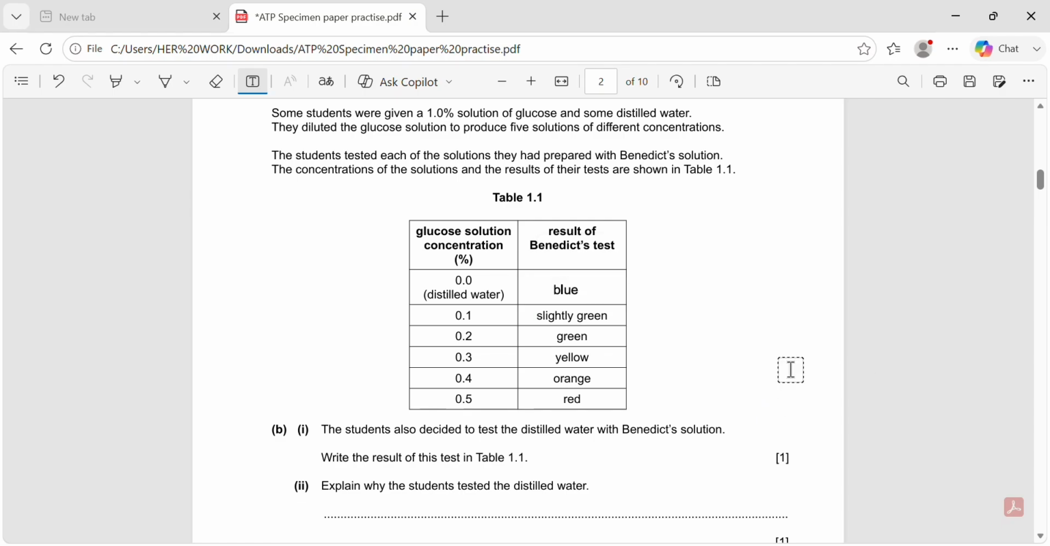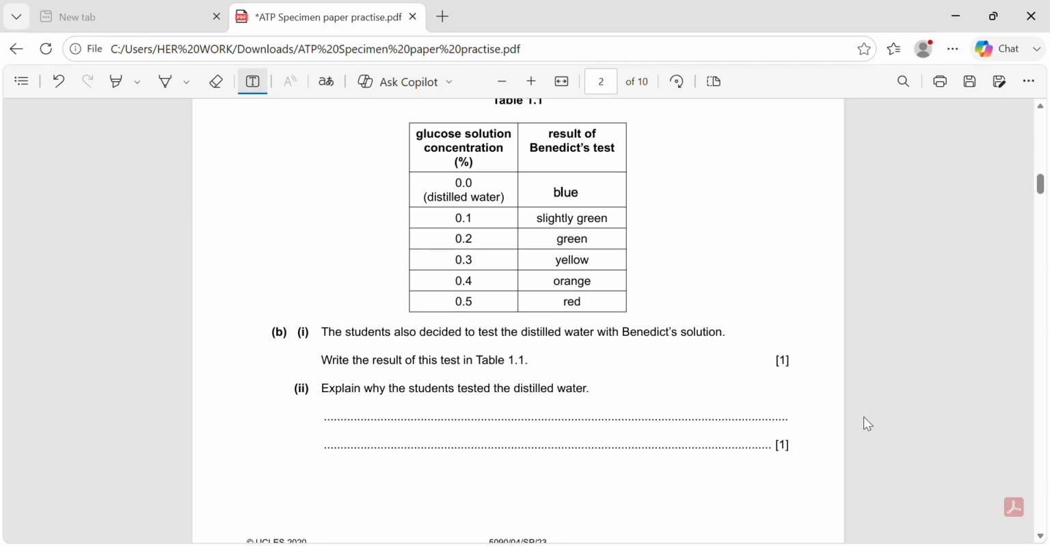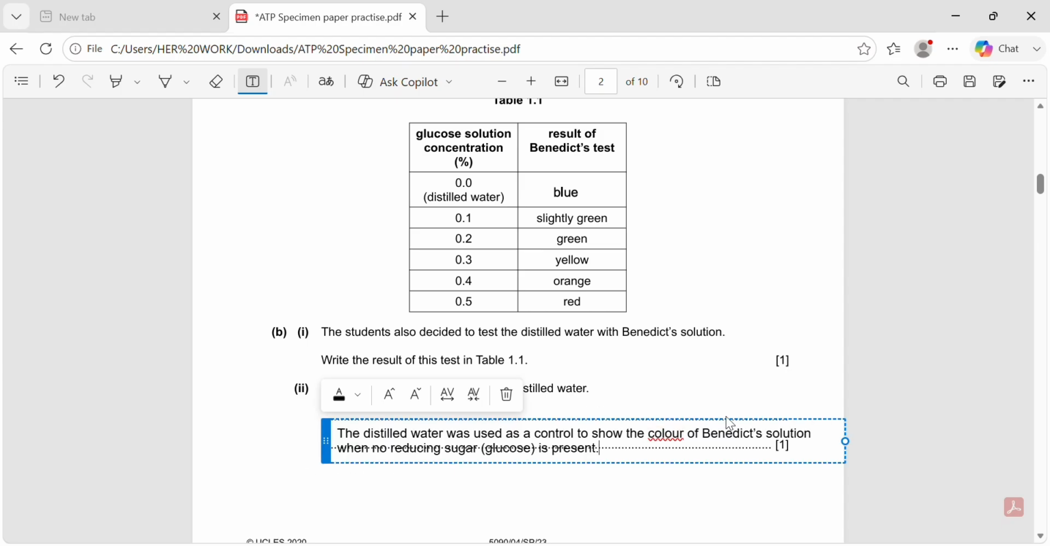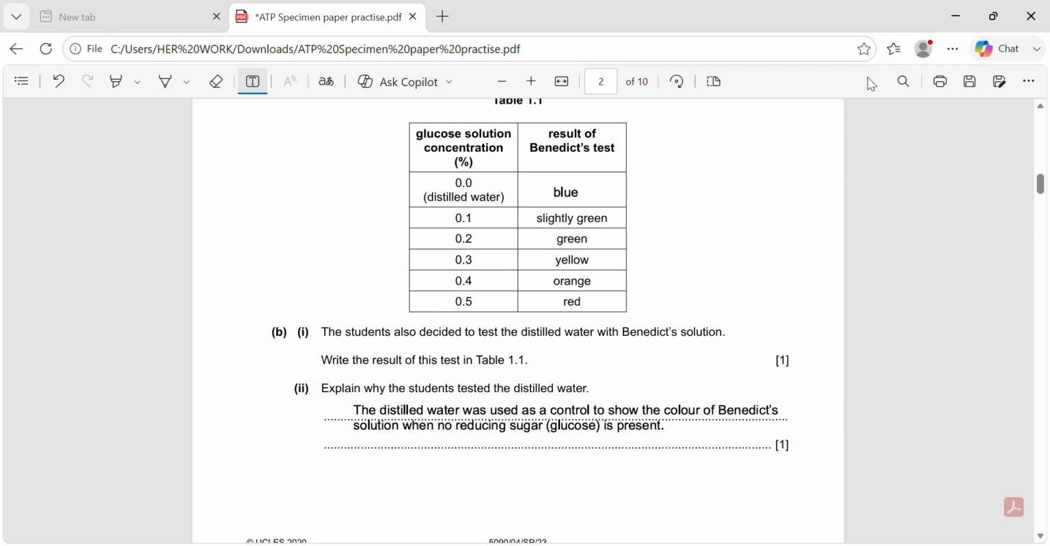The next question asks, explain why the students tested the distilled water. Distilled water is used as a control. It shows the expected result when no reducing sugar is present, allowing the students to compare it with the glucose solutions. So the answer we write is, the distilled water was used as a control to show the color of Benedict's solution when no reducing sugar is present.